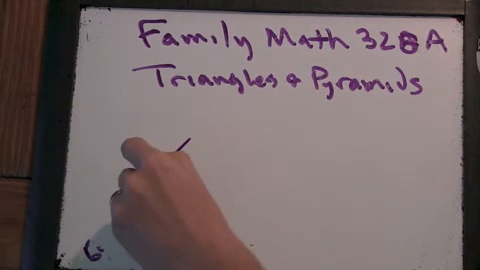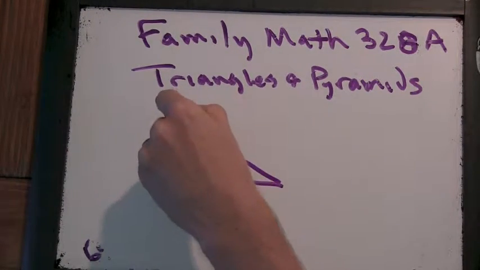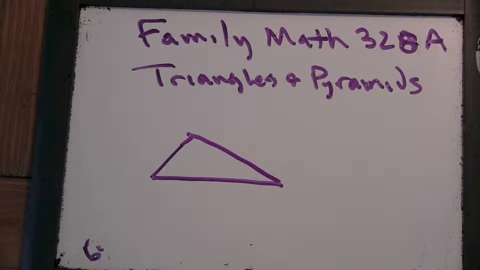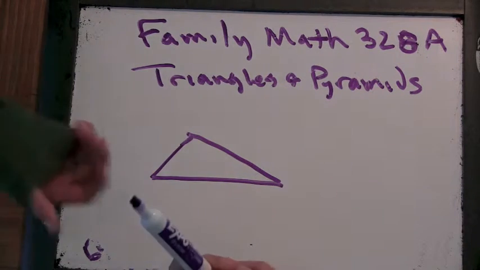So if I have just a random triangle, say it looks like that. Do either one of you remember how you find the area of a triangle? I think it's 1/2 base times height. Okay, and what does that mean? Can you draw in what that means?